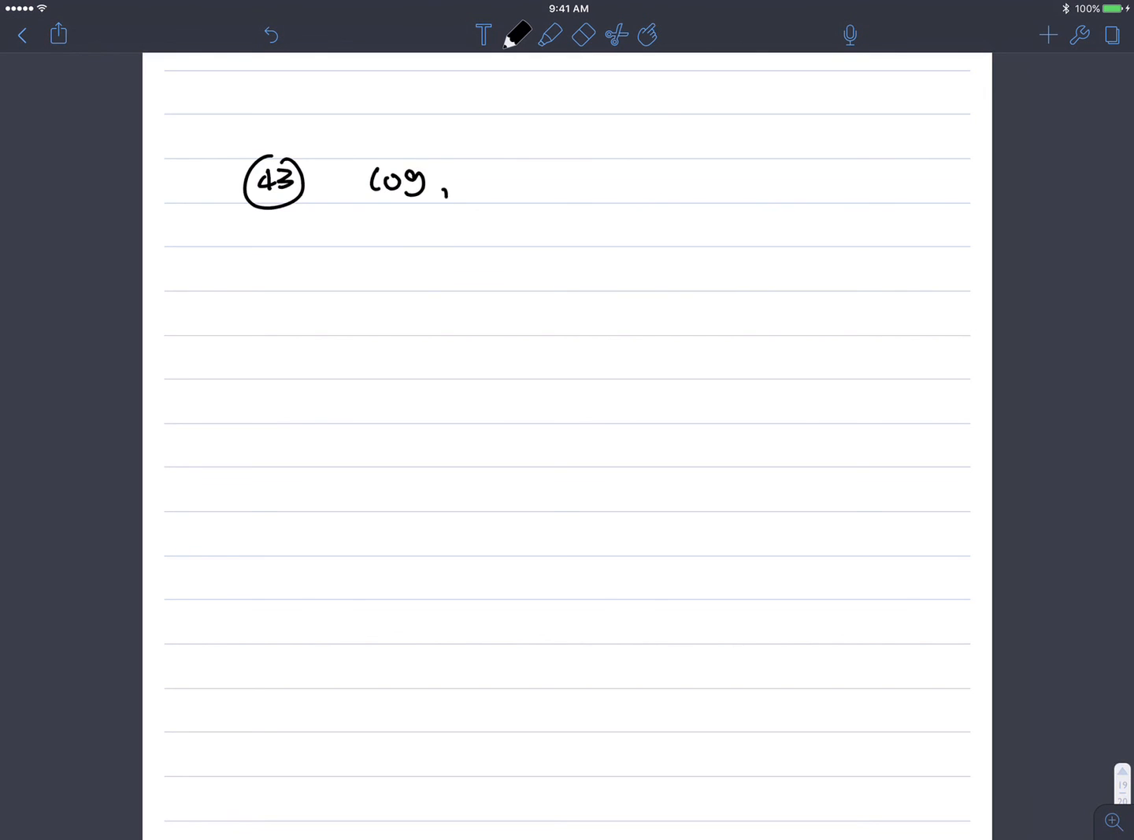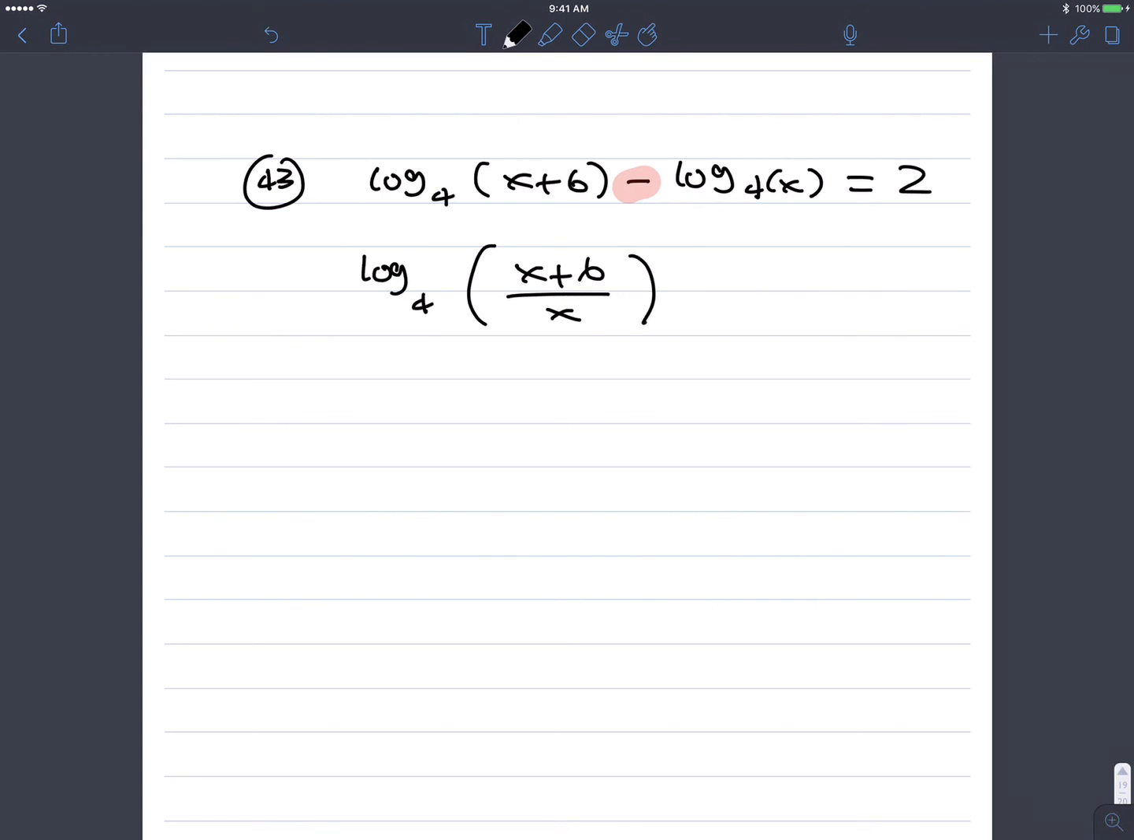43. Log base 4 of x plus 6 minus log base 4 of x is 2. Again, difference, write as a quotient. Now this is not log on both sides. Here we're going to use the definition of log. This problem is different than the prior two problems because we don't have log over here. Okay? That's what makes it different. We can't use the fact that log's 1 to 1. We're going to use the definition.